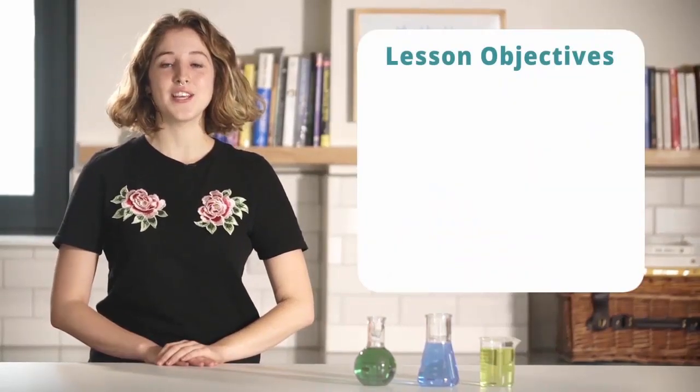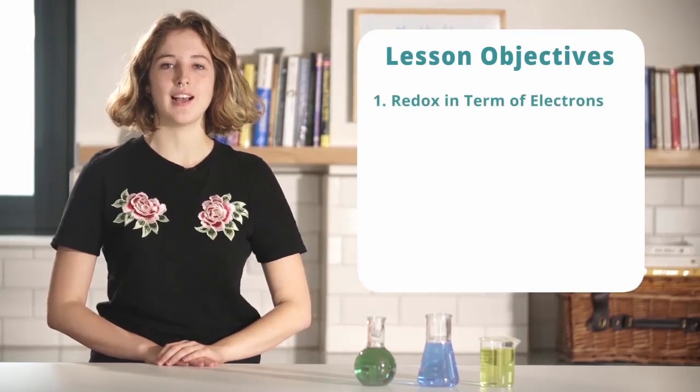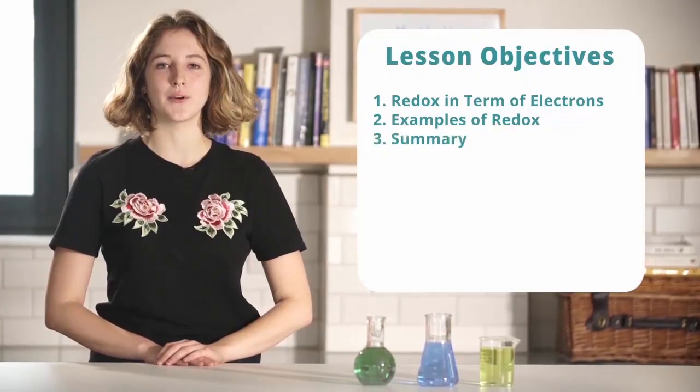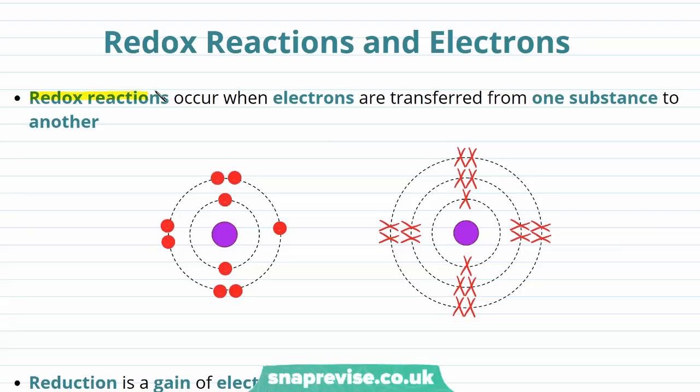Hi guys, in this video we'll be looking at redox in terms of electrons and then some examples of redox. We'll end the video with a summary. A reaction, known as a redox reaction, occurs when electrons are transferred from one substance to another.